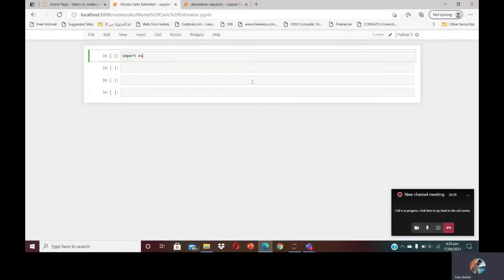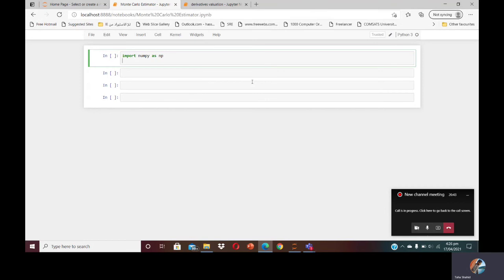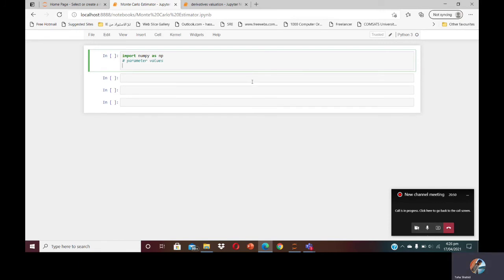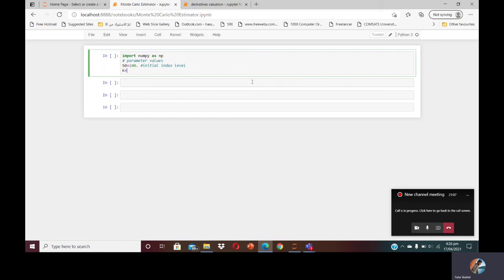Import numpy as np. Now parameter values. First of all, we will set the initial index level, S0 is equal to 100. Okay, this is our initial index level. And we will set the strike price K to 105.